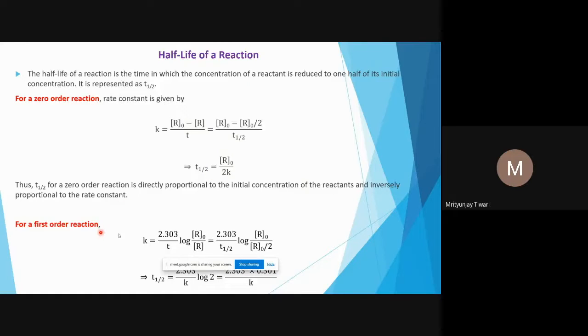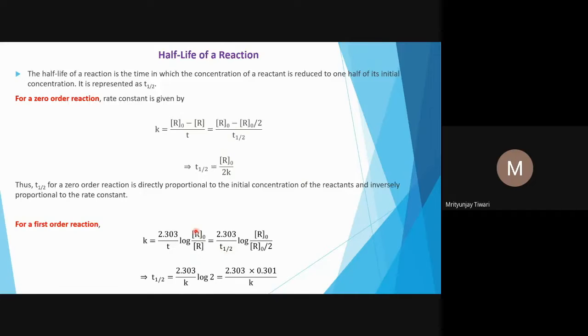So for a first order reaction, this is the integrated rate law that we obtained: K is equal to 2.303 divided by T log R naught by R. If this R becomes R naught by 2, then this T is T half. So what is T half? The time required in which the reactant concentration becomes half of its initial value. So that time is T half.